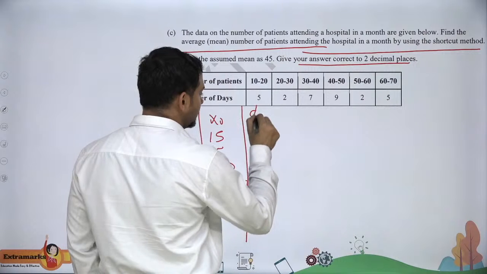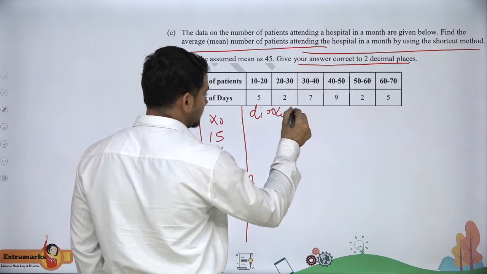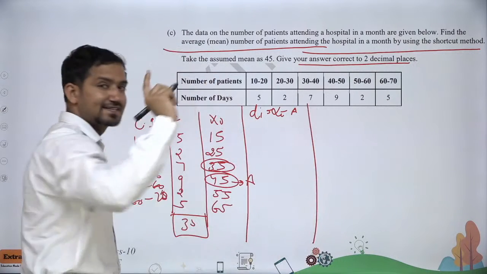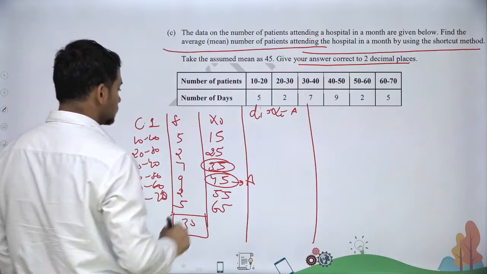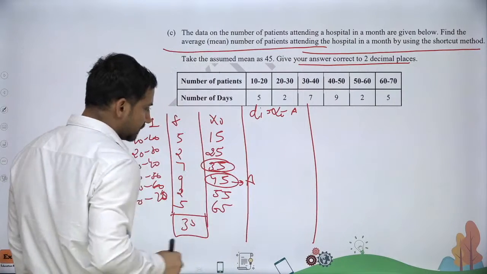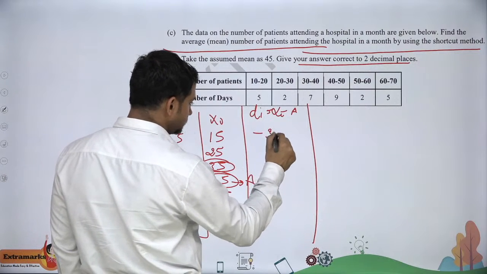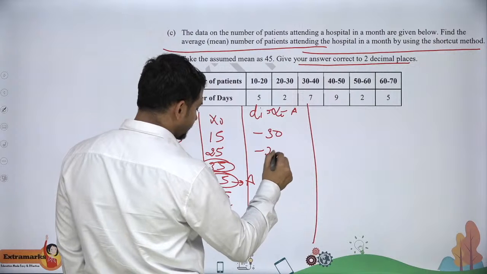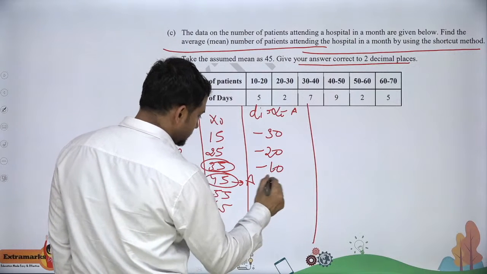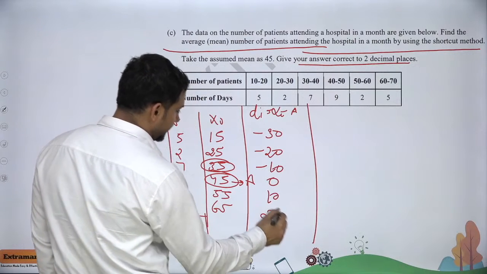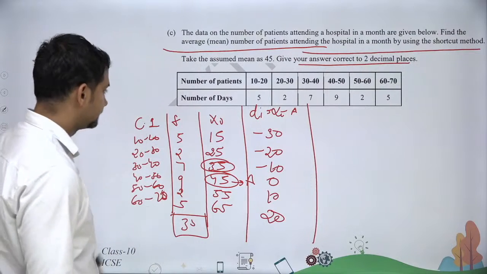So what is di? di should be equal to xi minus a. di is equal to xi minus a, all of you know that. So 15 minus 45 equals minus 30, then minus 20, minus 10, 0, 10, 20. Okay, then we have to cancel.